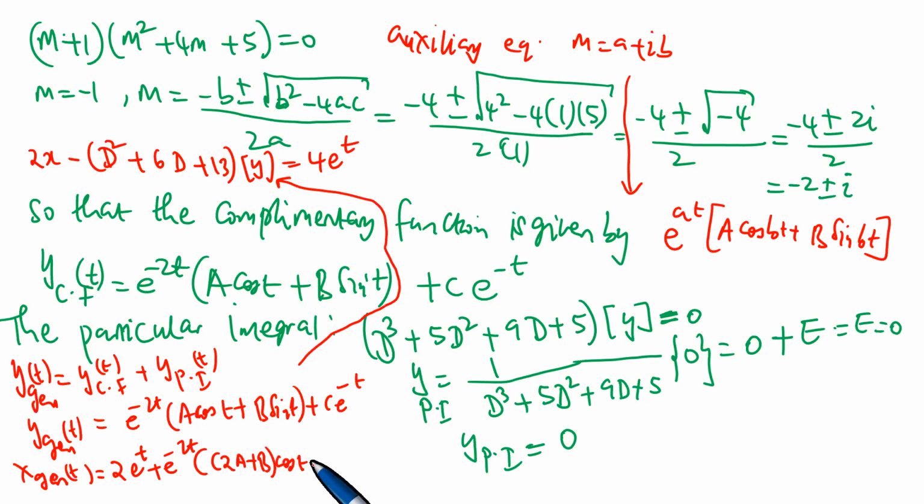cosine t plus 2b minus a sine t. Plus 4c e to the minus t. So you have the general solution for x and for y also. And you're done. We are done.